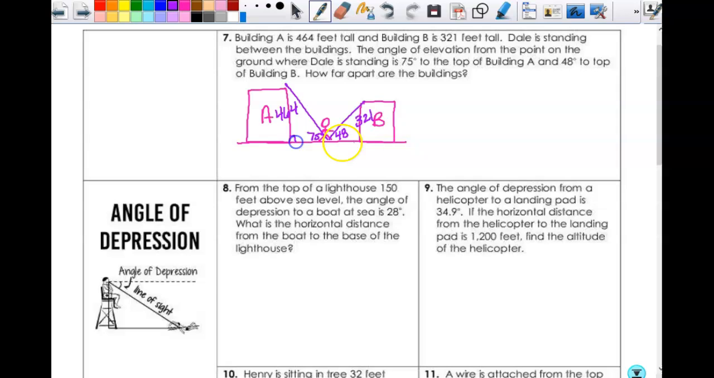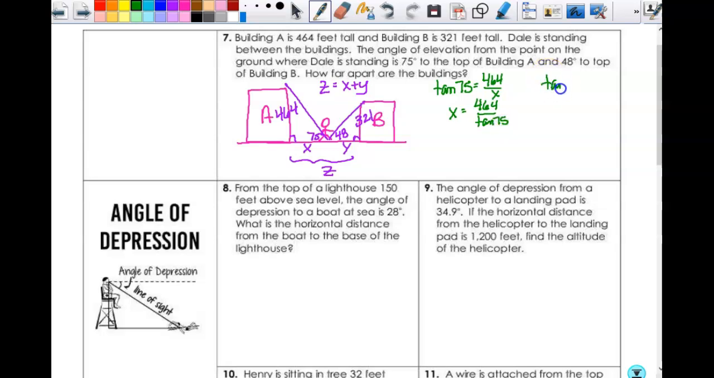Well, can I find these 2 pieces? And then the whole thing could be Z, right? So in the end here, then we're just looking for Z equals X plus Y. And we find the 2 pieces. So I'm using tangent again. So I'm going to have the tangent of 75 equals 464 over X. So X equals 464 over the tangent of 75.